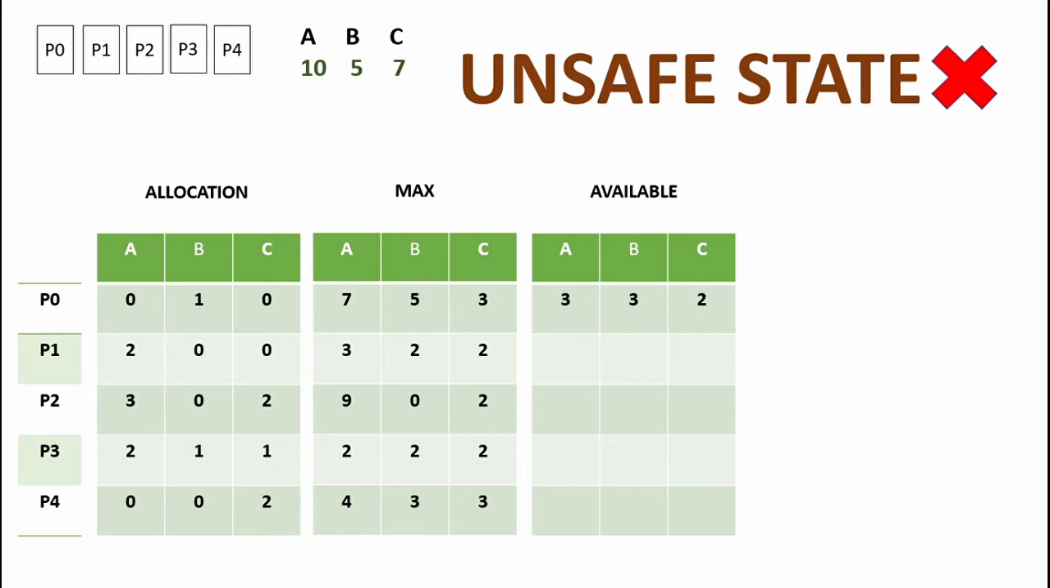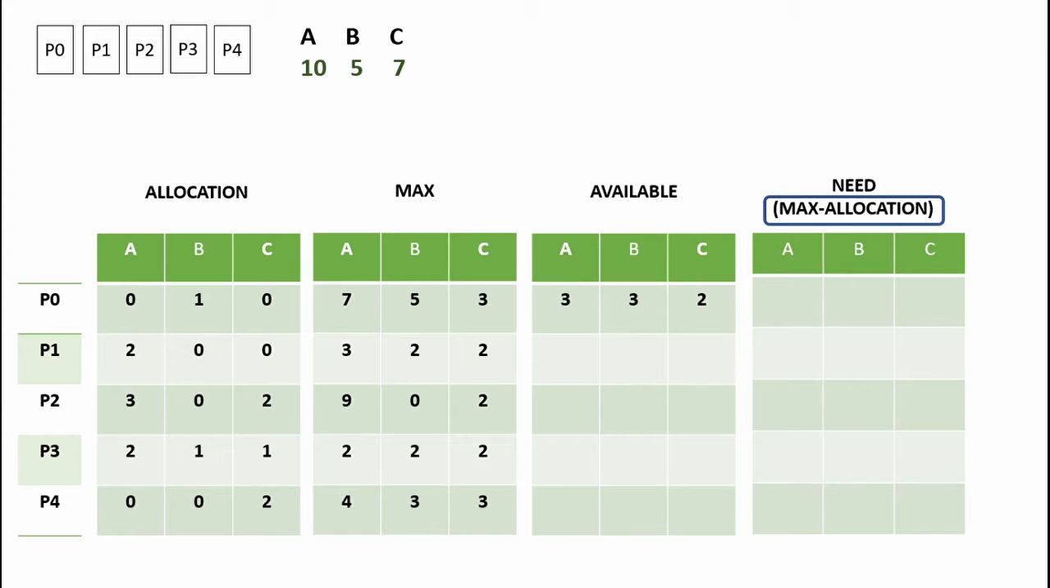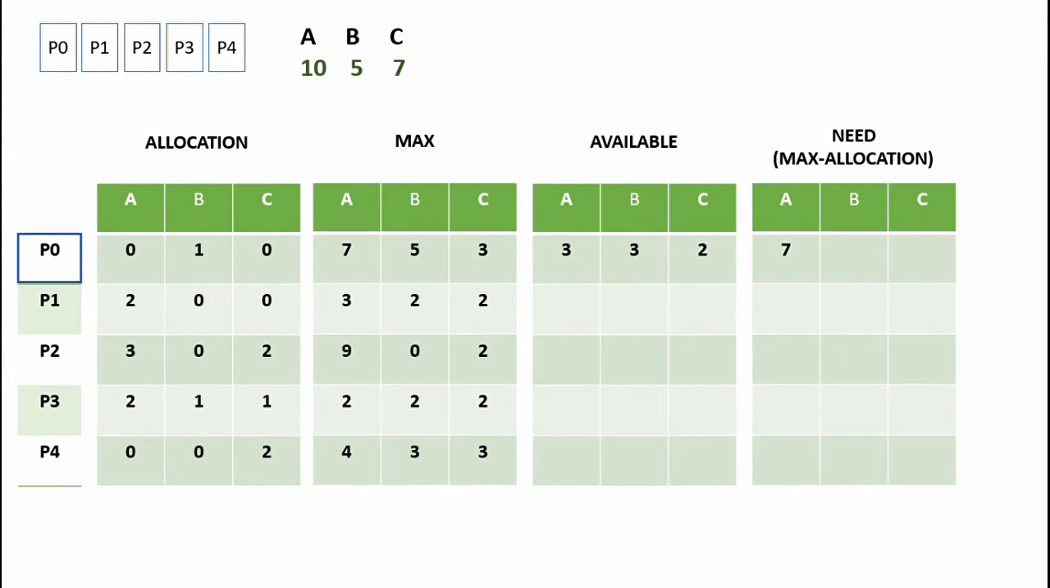Okay, so now let's start to find a safe sequence. First, to find a safe sequence we need to find a need matrix. The formula of the need matrix is very simple: maximum minus allocation. So for process P0, for resource A, 7 minus 0 is 7, and for resource B, 5 minus 1 is 4. For resource C, 3 minus 0 is 3.